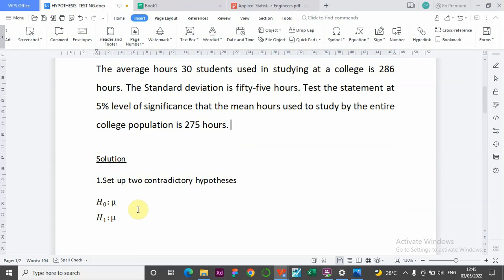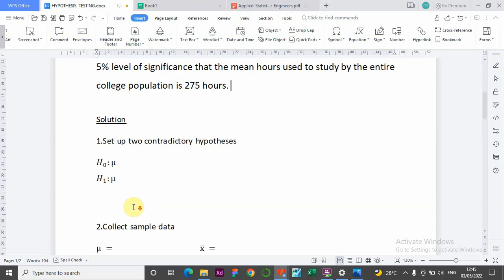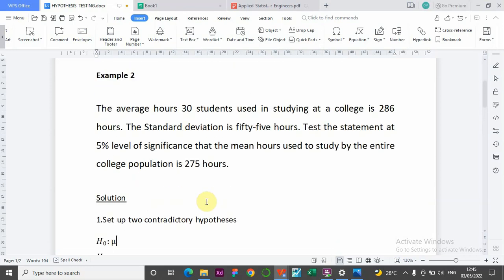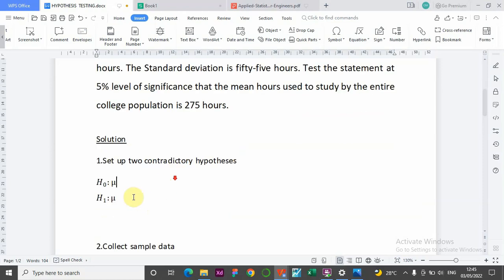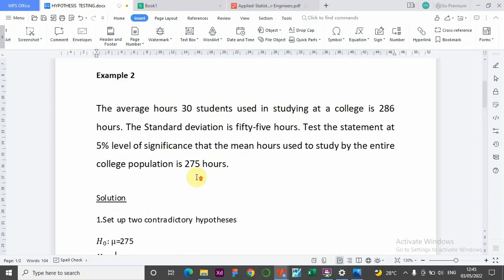The first one is to set up two contradictory hypotheses. So the null hypothesis: the population mean here is actually 275. So we are saying the population mean equals 275.